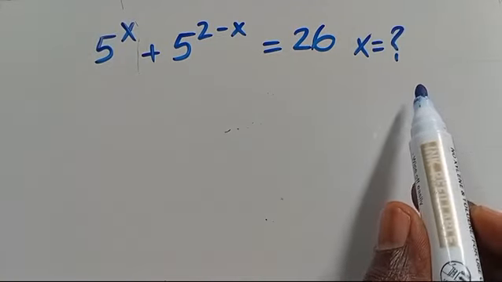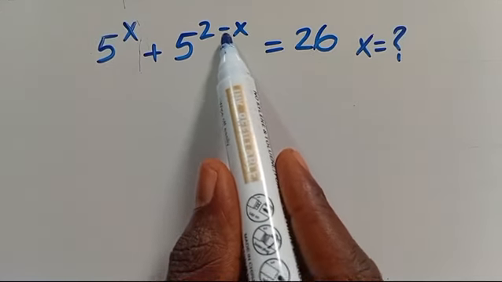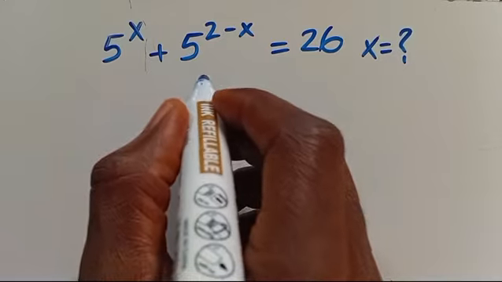What is the value of x given that you have 5 to the power of x plus 5 to the power of 2 minus x equals 26?